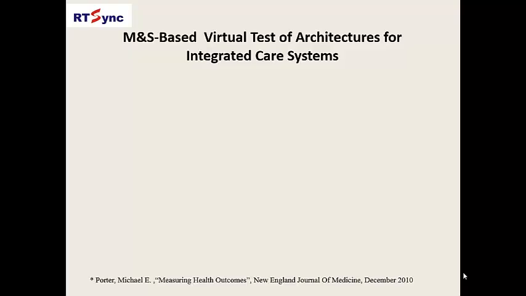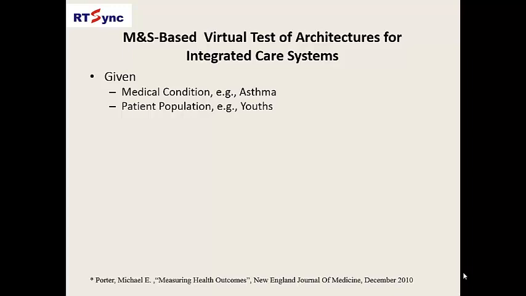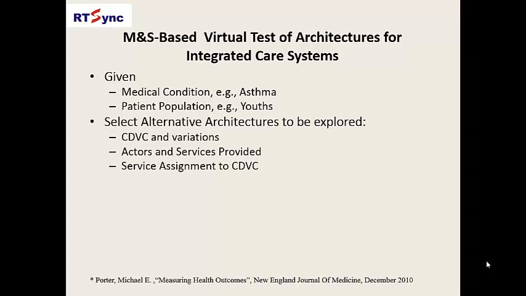Now let's bring our modeling and simulation capabilities together with the system of systems concepts that we've discussed just before. Let's consider developing a modeling and simulation approach to testing various architectures for integrated care systems. We are given medical conditions such as asthma that we wanted to develop a IPU or integrated care system for, and certain patient populations, for example, youths in this case. And we have various alternative architectures to explore. How to formulate the care delivery value chain, various variations, the actors, doctors, lab technicians, services provided, such as we've discussed, and how these services are assigned to the CDVC, in which order, in which sequence, which set.